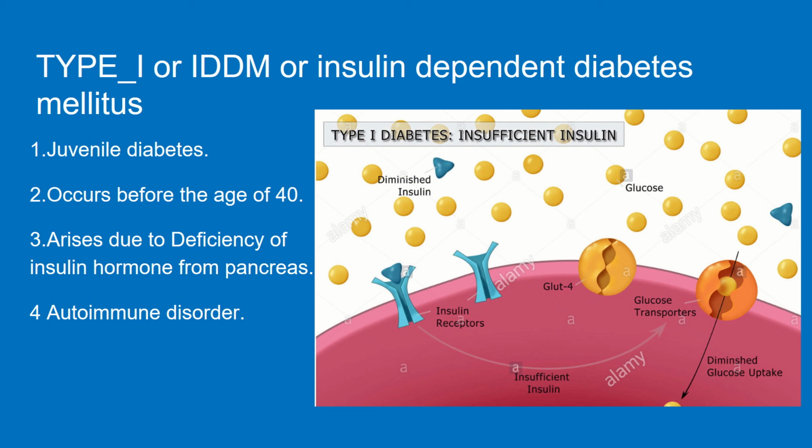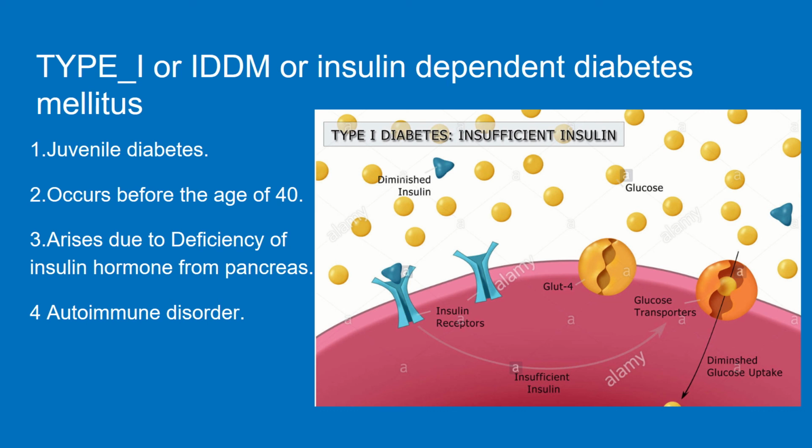Now, type 1 is an autoimmune disorder. The immune system of the body, instead of manufacturing antibodies against foreign bodies, for example, bacteria and viruses, starts producing antibodies against the body's own cells. The reason for it is that the gene that controls the immune system to work against foreign bodies only is defective.